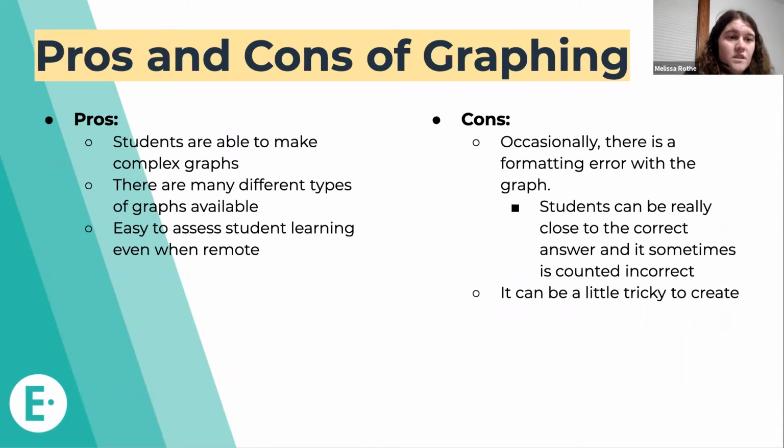Some pros and cons with graphing is students are able to make fairly complex graphs, and there are many different types of graphs available. They're easy to access, especially when you have remote students. But I have found a couple formatting errors. Sometimes the student's answer looks almost identical to the answer key, and it is counted incorrect. So I have had to go back and manually override those.